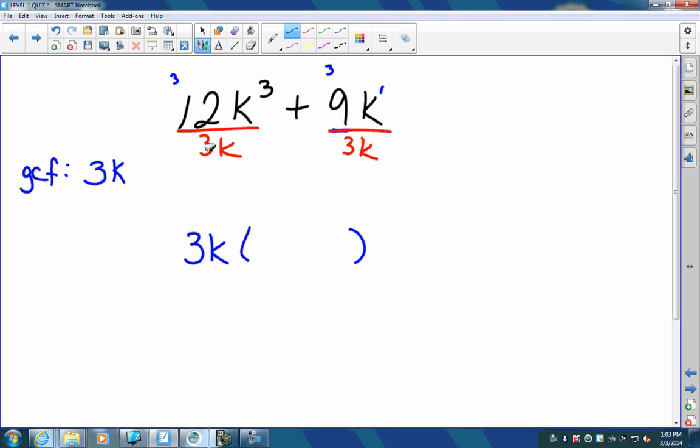All right. 12 divided by 3 is 4. I need 3 Ks. I pulled one of them out. How many more do I need? 2. So it's K to the squared, K to the second power. 9 divided by 3 is 3. I need 1 K. I already pulled it out. That's my final answer.